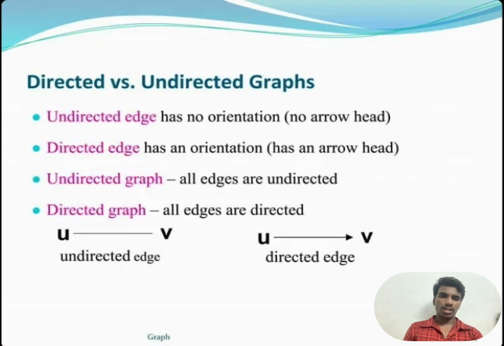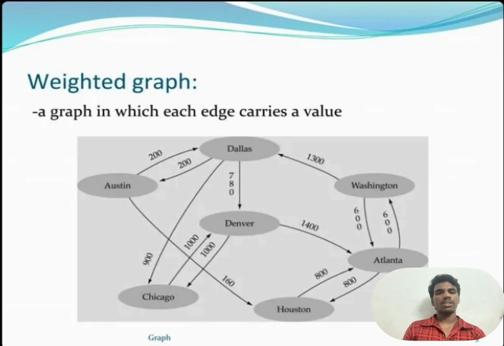Directed and undirected graphs. In an undirected graph, an edge has no orientation and no arrowhead, so there is no direction. A directed edge has an orientation, meaning there is a direction from one end to the other. Weighted graph means the edges carry a weight value.